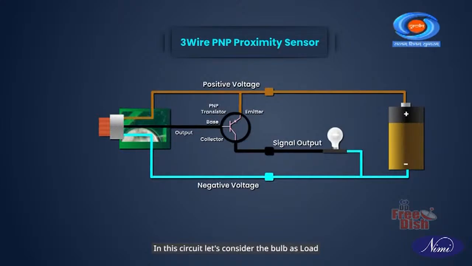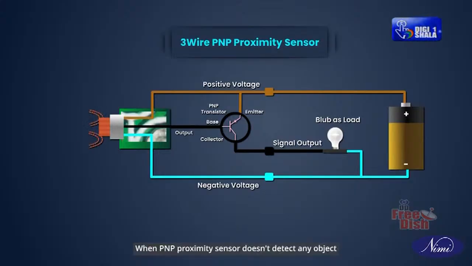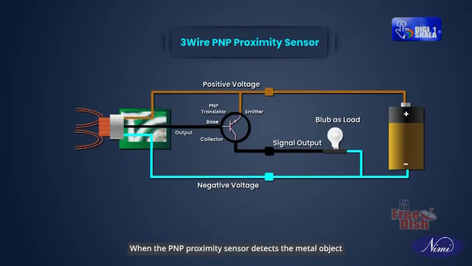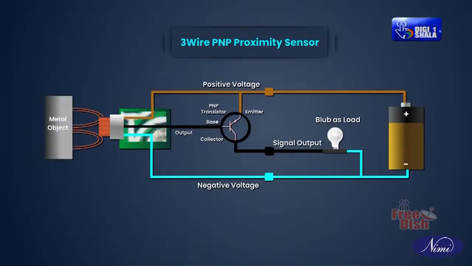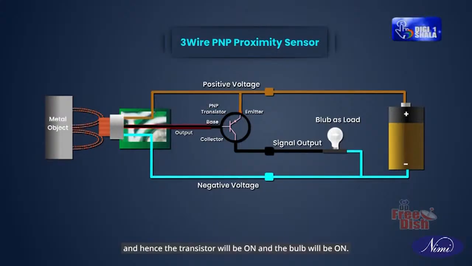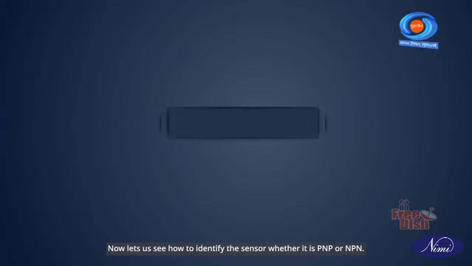In this circuit, let's consider the bulb as the load, which needs to glow when a metal object is detected. When the PNP proximity sensor doesn't detect any object, the output pin will be low, and so the transistor and the bulb will be off. When the PNP proximity sensor detects a metal object, it emits a voltage almost the same as the voltage fed into the positive voltage pin, and hence the transistor will be on and the bulb will be on. Now let us see how to identify the sensor, whether it is PNP or NPN.